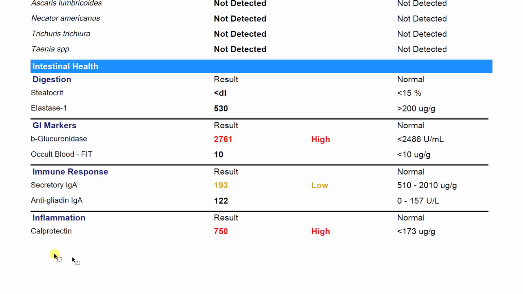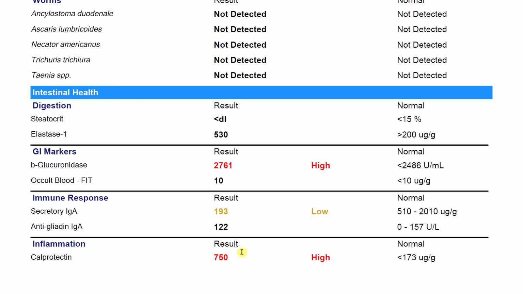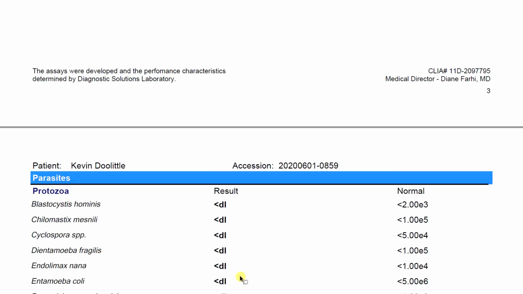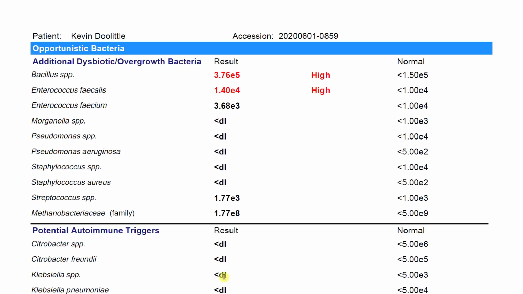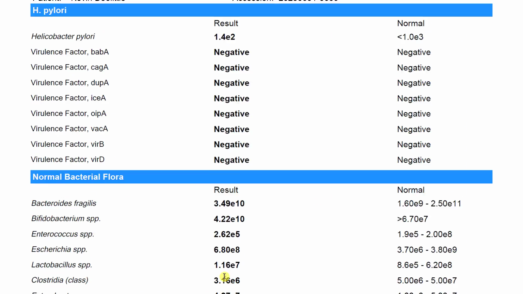The other thing here is your calprotectin. Calprotectin was at 499, which was high. It's at 750, which is still high. Again, inflammation. That's what this is really indicating. So definitely, based on all this, I would say we are ready to proceed and transition into gut rebuilding.